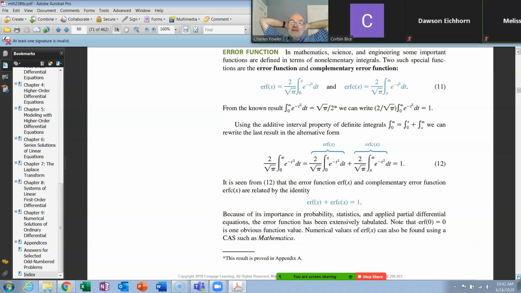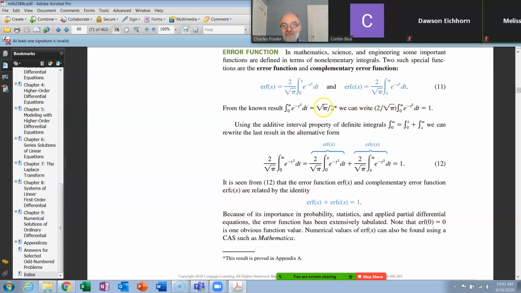But in this, you're going to have some functions that sometimes are defined as non-elementary integrals. In other words, integrals you can't solve. And they mentioned two of these here. One of them is what they call the error function. That's this one. And the other one is the complementary error function.